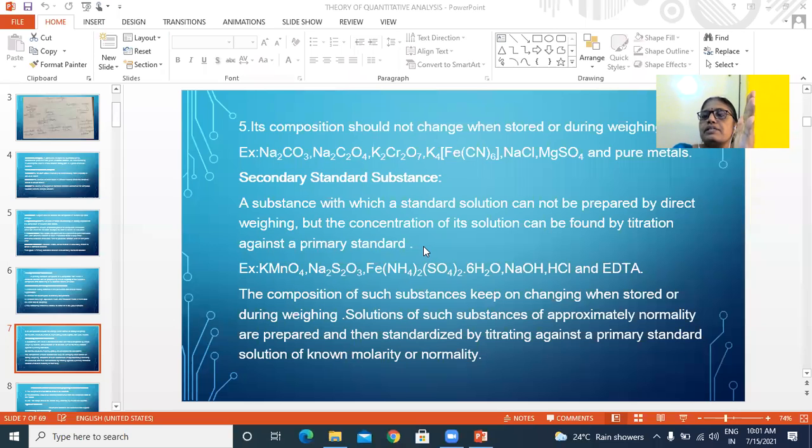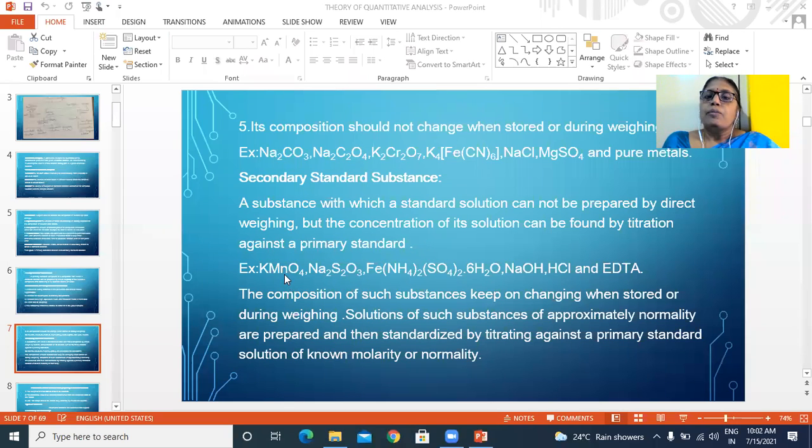A primary standard substance is used for the preparation of standard solutions, that means its concentration can be accurately determined by ourselves. Whoever knows how to perform the experiment can readily find out its concentration. But a secondary standard substance is not used for the preparation of standard solution. Whatever solution we prepare from a secondary standard substance, that solution's concentration we can find out from a primary standard solution in volumetric or titrometric analysis. That is the main thing.